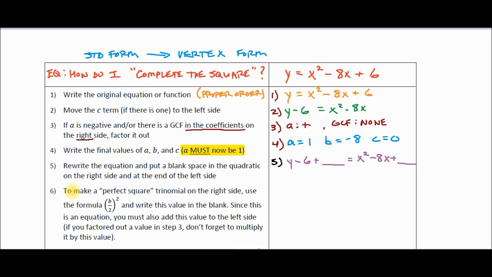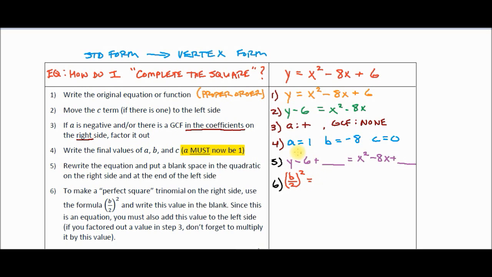Okay, step number 6. To make a perfect square trinomial on the right side, use the formula b over 2 squared and write this value in the blank. Okay, let's do that. So step number 6, let's figure this out. We're going to have b over 2 squared.